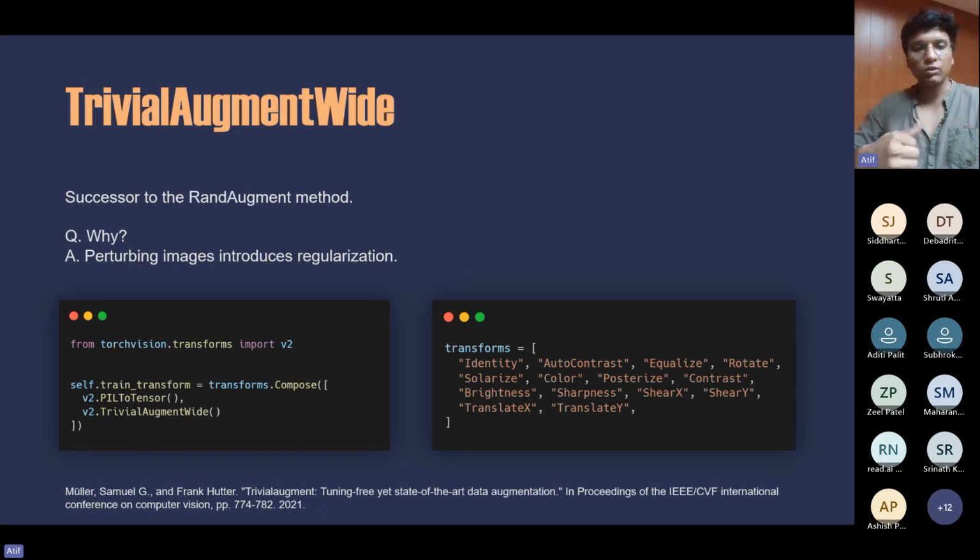I've also provided the code and the reference here. So in case you want to apply TrivialAugment Wide right now in your PyTorch code, you can do it this way.